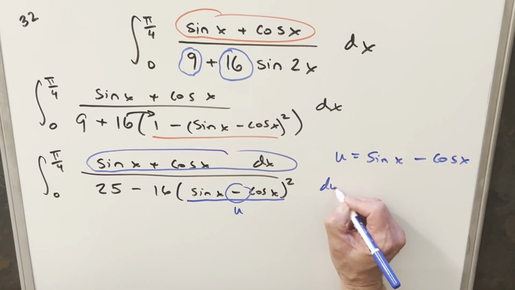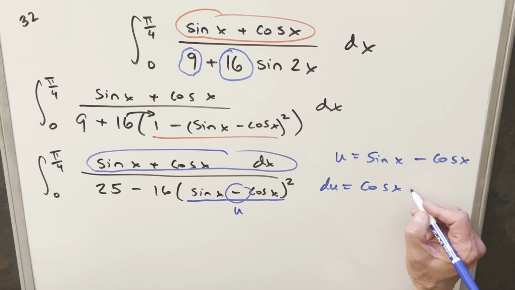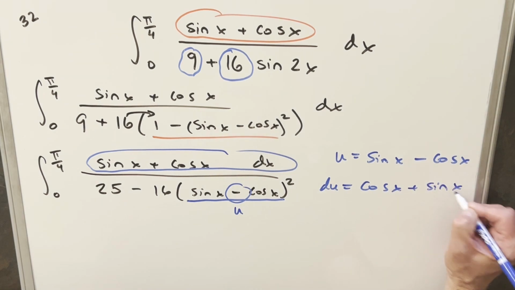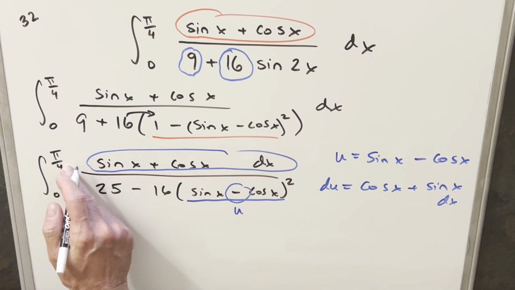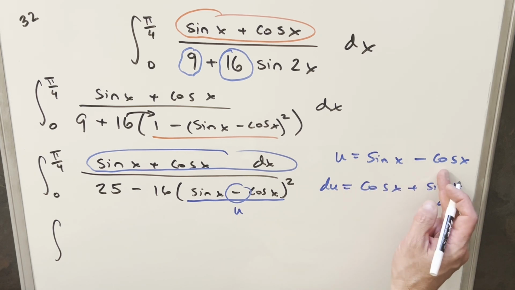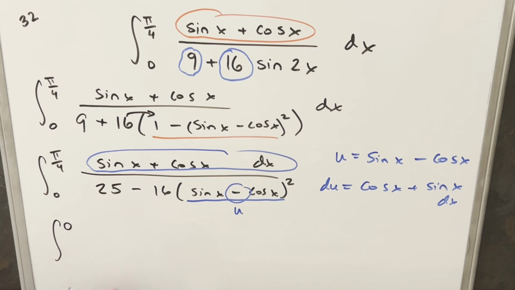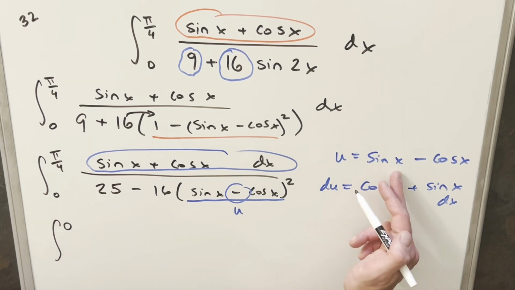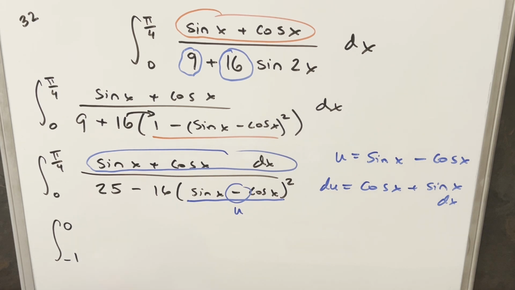I'll take a derivative. So du is going to become cosine x. The derivative of cosine x is minus sine x, so this becomes plus sine x dx. But this du value is exactly what we have in the numerator, just in a different order. So let's go ahead with this substitution. First, plugging in pi over 4: sine at pi over 4 is 1 over square root of 2, and cosine at pi over 4 is also 1 over square root of 2. So our upper bound is just going to become 0. Plugging in 0, sine at 0 is 0 and cosine 0 is 1, so the lower bound is going to become minus 1. Again, all this is going to be du.